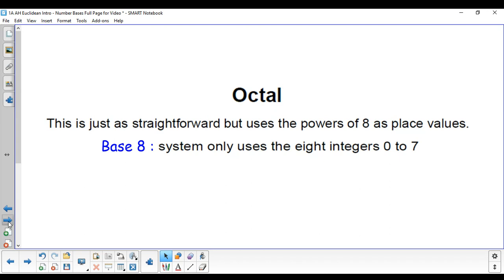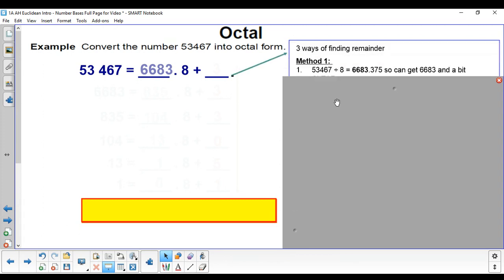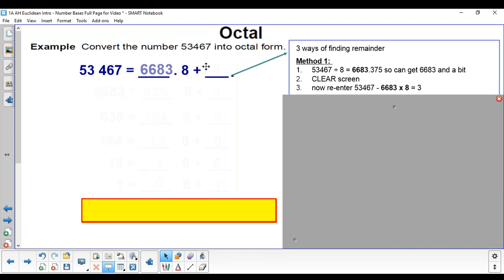You can do it with octal as well. The difference is it's 0, 1, 2, 3, 4, 5, 6, 7. So this time use a calculator, and if you divide by 8, how many 8s are in that? What you'll find is there's 3 ways to do this. So we have method 1. You can divide by 8 and get this in your calculator, so you know there's 6683. And then after that, what you can do is clear your screen and then do 5, 3, 4, 6, 7, take 8 of those. When you do that, you're left with 3.